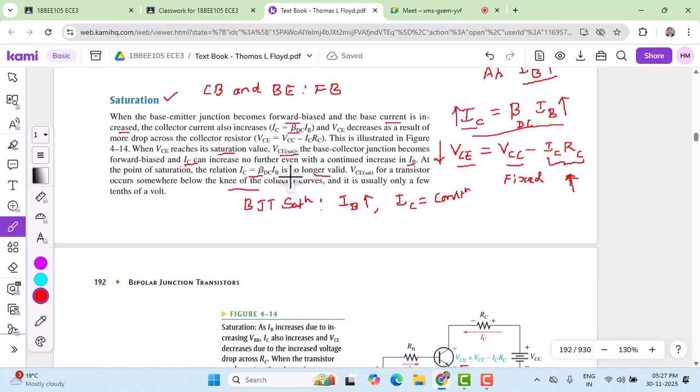VC sat is going to be very few volts, maybe 0.1 or 0.2 volts. It is a very small value of VC sat when the transistor reaches saturation. That's how the saturation region is interpreted.